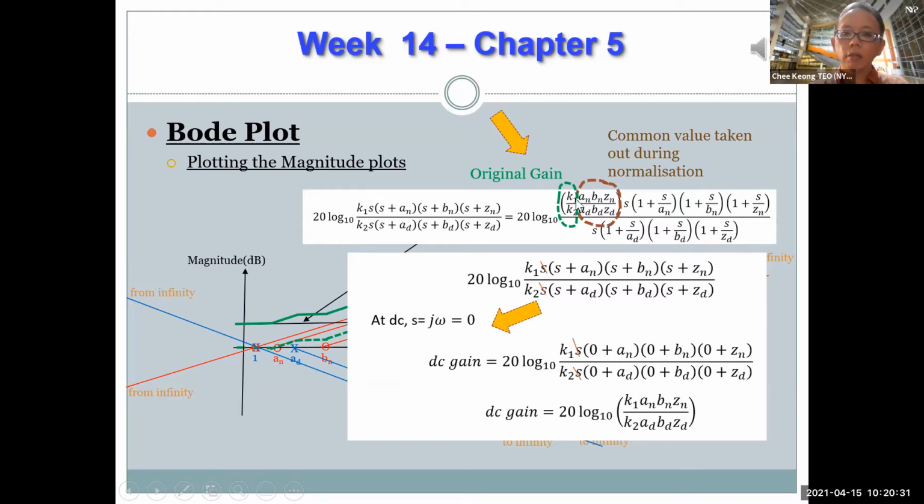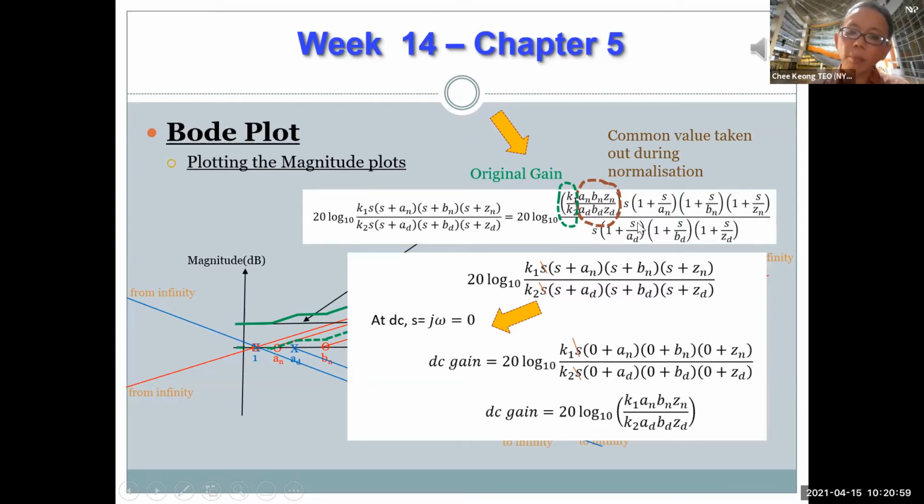So you have a chunk of common factor that is brought out in order to normalize the other side to 1. This chunk of common factor that is brought out has to be multiplied with your K1 over K2, and this forms your total DC gain. And the actual gain is 20 log of your total DC gain, and not just 20 log of K1 over K2. So it's 20 log of the total DC gain.